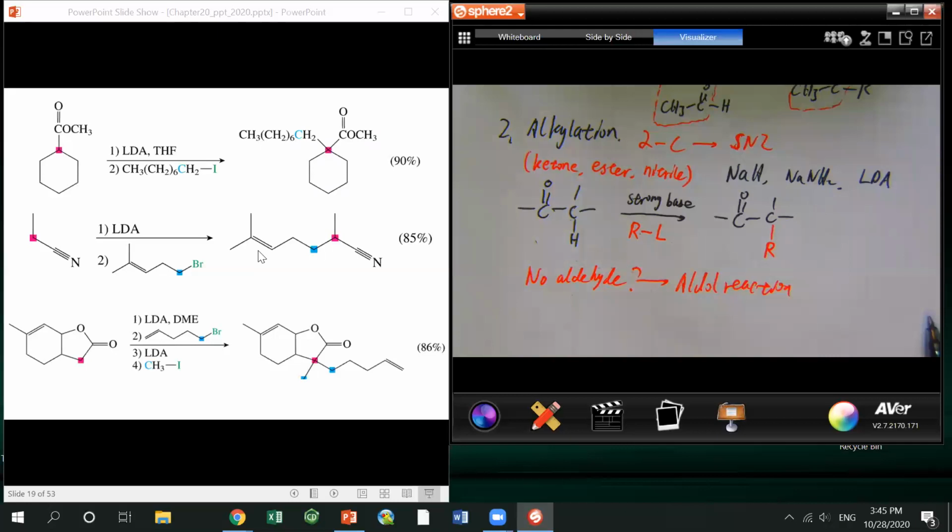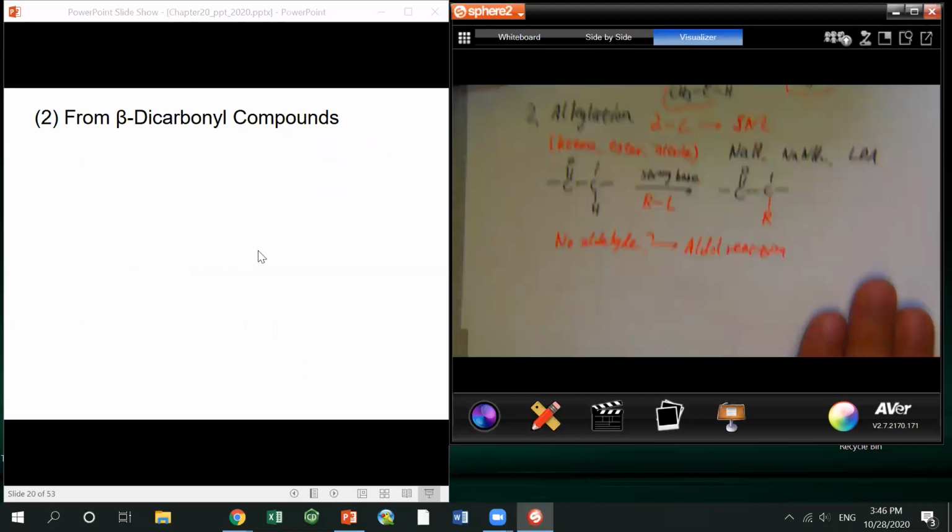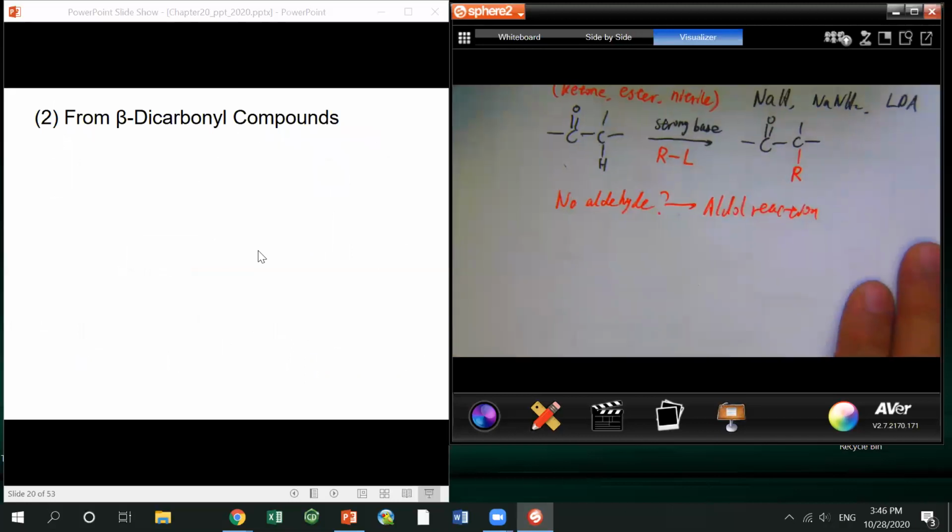But this way you have to use strong base, so quite often you generate a lot of byproduct. And some reactions are not done this way, like I already said. So the more common way to do alkylation is to use a beta dicarbonyl compound. We learned it before.